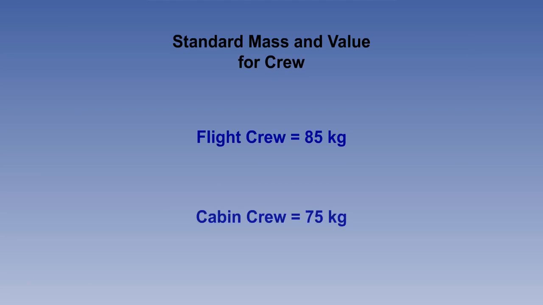Firstly, let us look at the requirements for crew and their baggage. The operator, when determining the dry operating mass, must use either the actual weighed masses or standard masses of 85 kilograms for flight crew and 75 kilograms for cabin crew and their hand baggage. Any additional baggage must be accounted for.